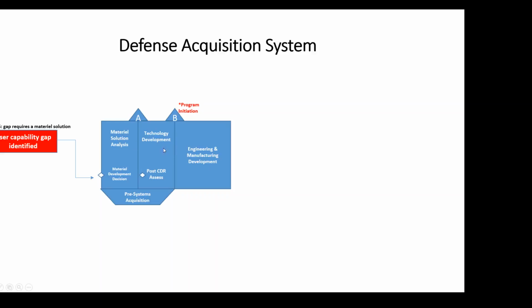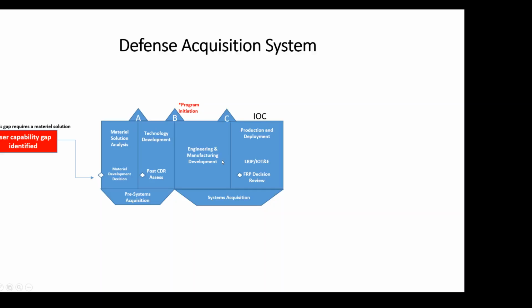So you have material solution analysis and technology development, and for the 2018 study guide this is going to change, but for our purposes it is technology development. The third phase after milestone B is engineering and manufacturing development. Later in chapter 2, we're going to look at exactly what happens at each one of these. After engineering and manufacturing development, you have milestone C. And just remember, at each one of these, the milestone decision authority will decide before you invest money and move on to the next phase.